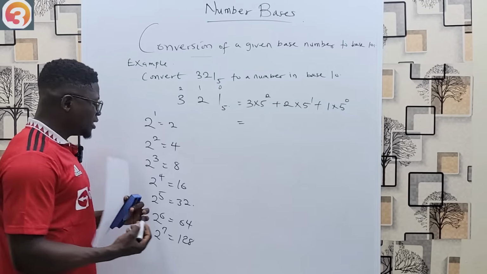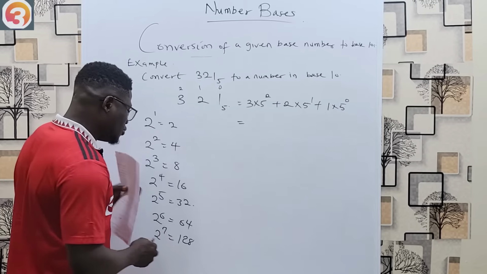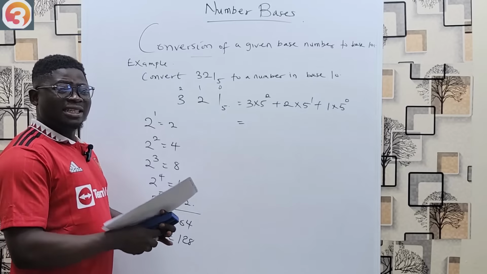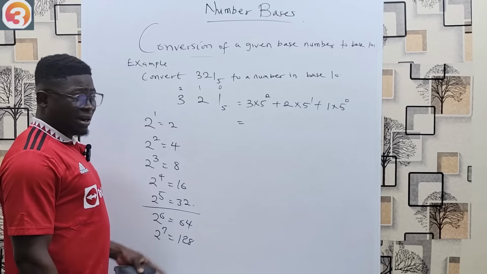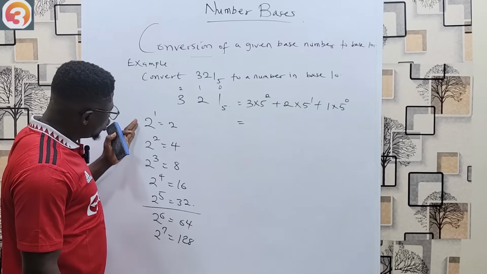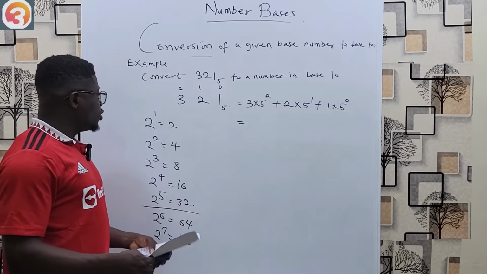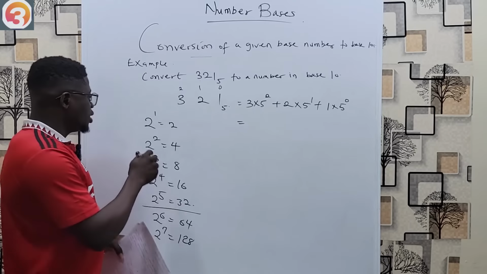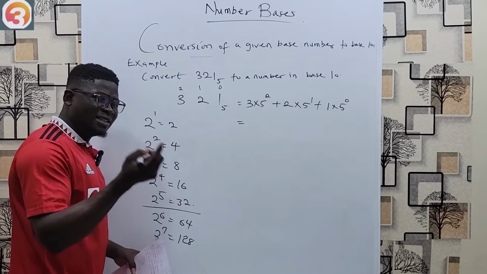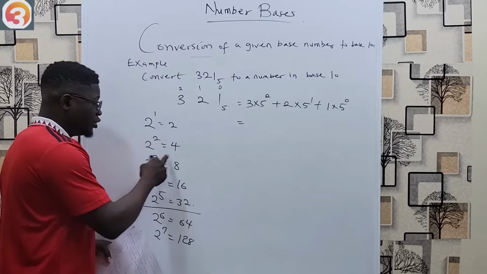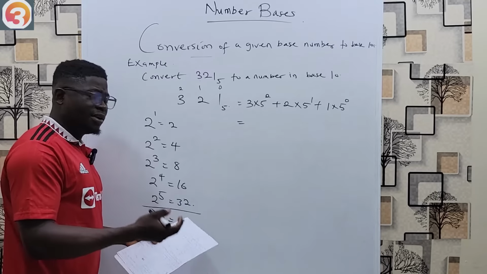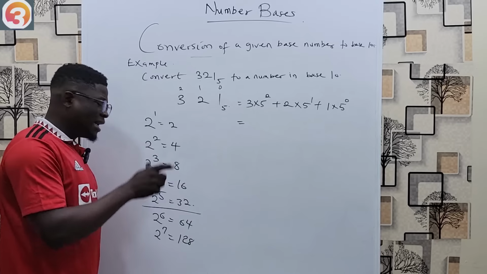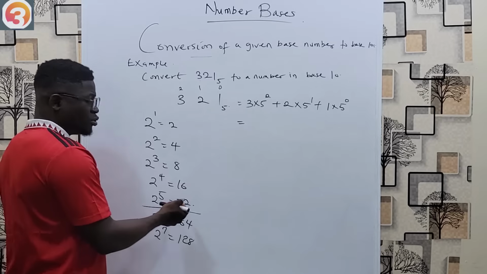Now, JAMB will not usually give you questions that go beyond 2 raised to power 5. I don't think I've seen any past question that exceeded it. So you should know from 2 raised to power 1 to 2 raised to power 5. You know what 2 raised to power 1 means? 2 only once. 2 raised to power 2 means 2 multiplying itself twice, that is 2 times 2, 4. 2 raised to power 3 means 2 multiplying itself 3 times, 2 times 2 times 2, which is 8. 2 raised to power 4 means 2 multiplying itself 4 times, and so on and so forth.